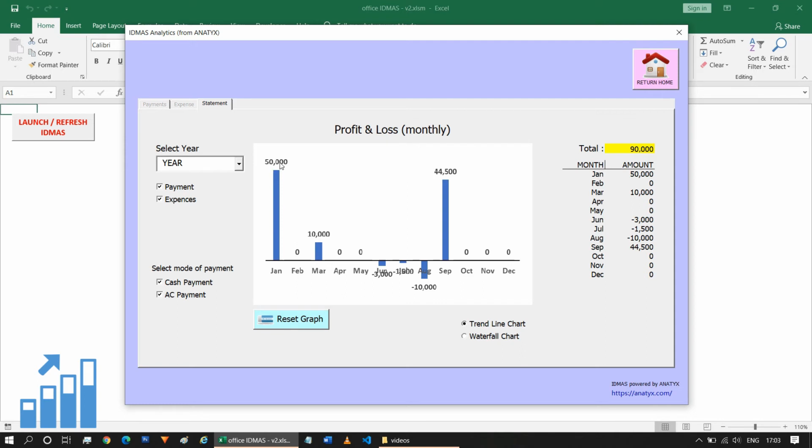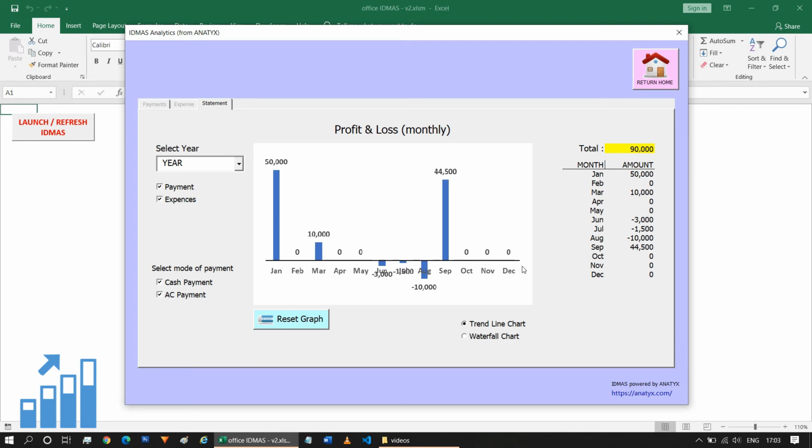It says 50,000 in the month of January. So after spending all the money and probably the payments that you got, you are at a profit of 50,000 in the month of January. In the month of February it says 0, so probably you did not have any spending or any payments, or probably the spending and the payment were both the same. In the month of March again it shows 10,000 positive. In the month of June you have a negative 3,000 rupees, so that means you spent more than what you earned in the month of June.